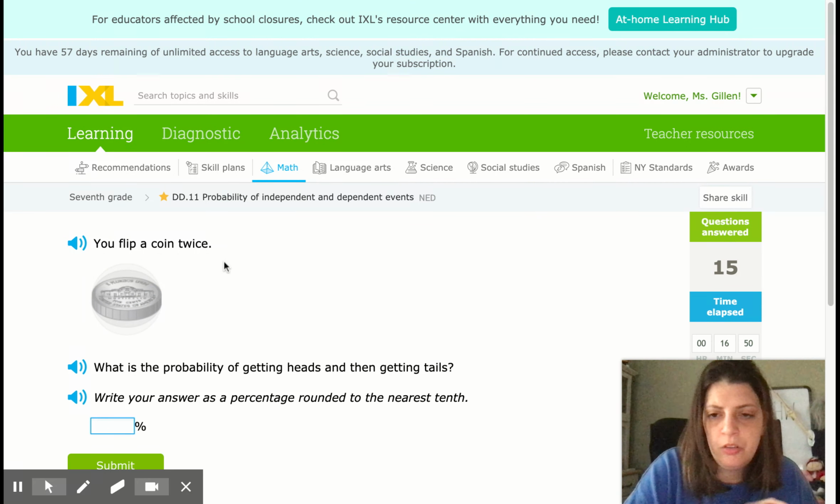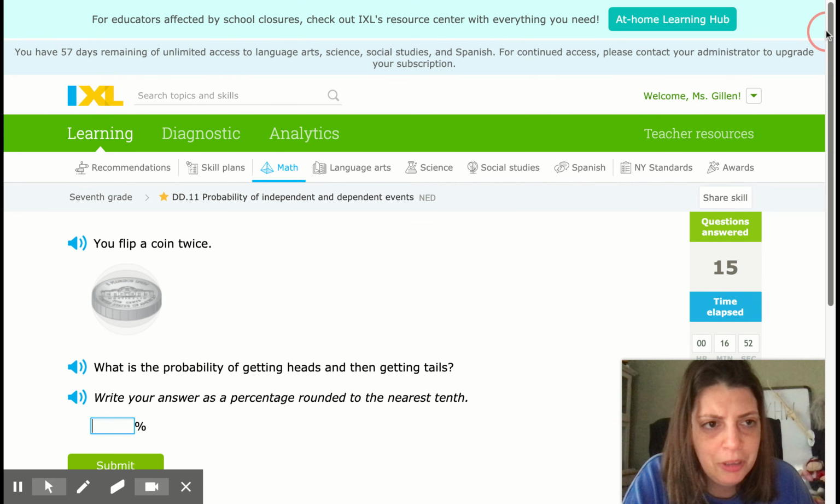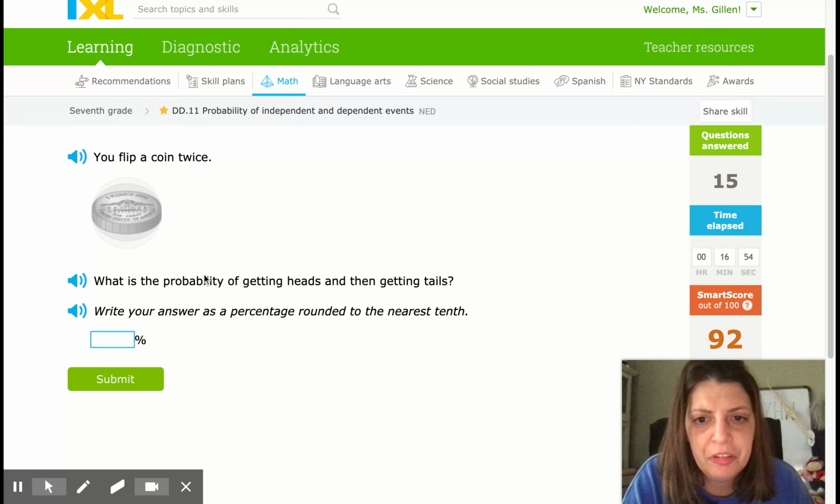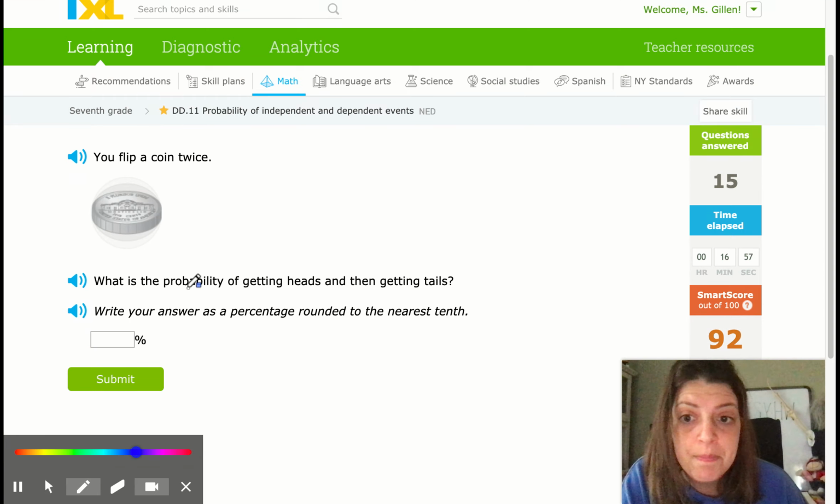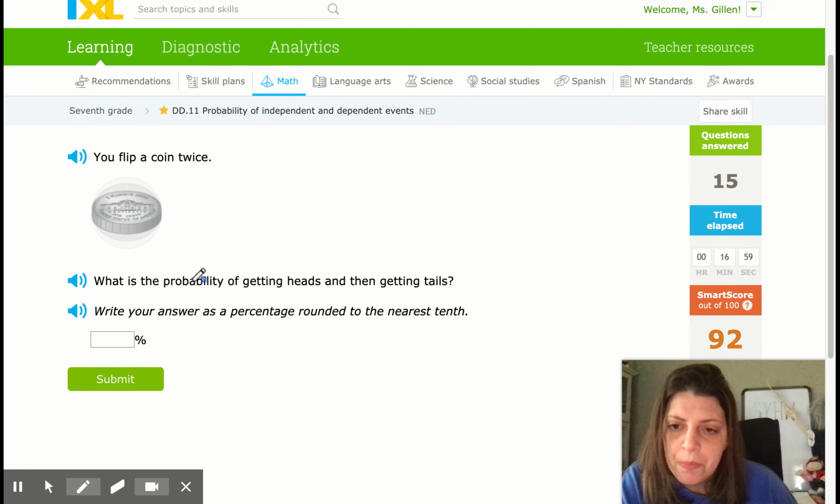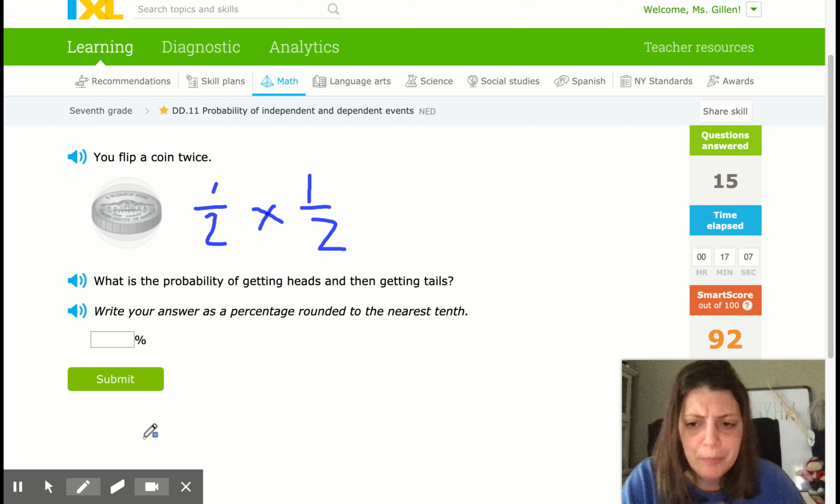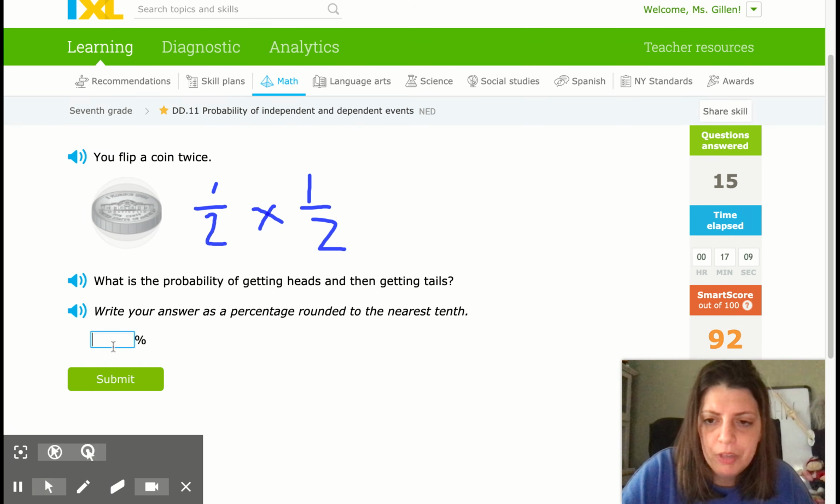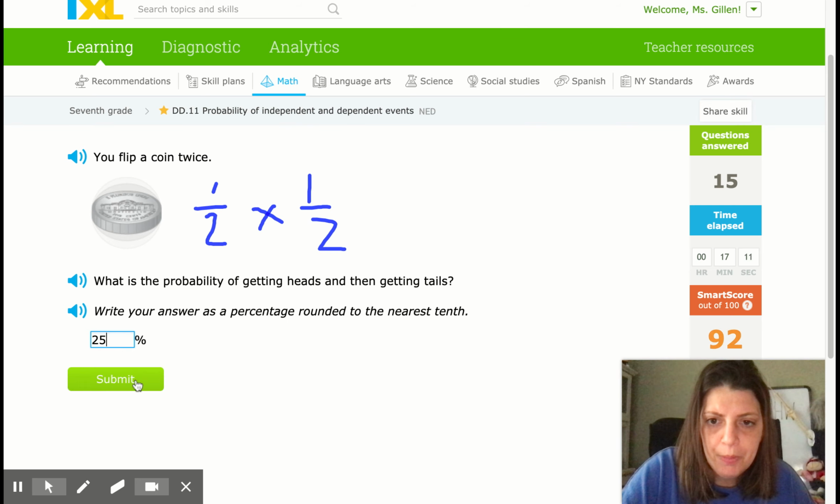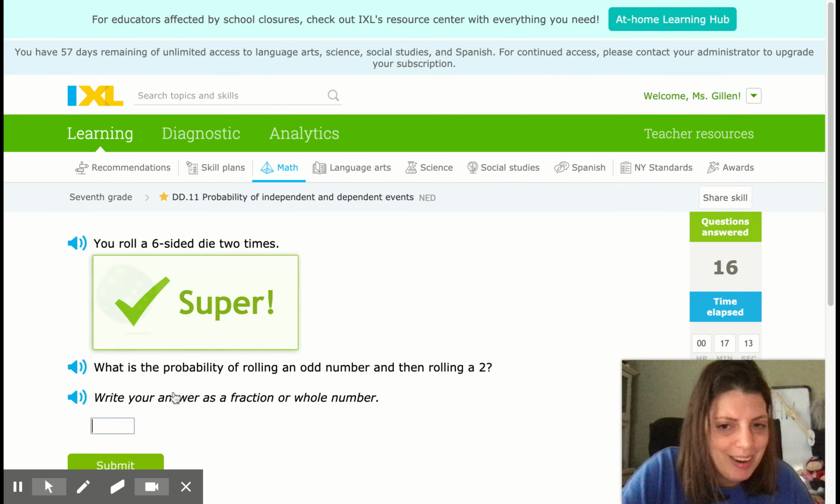This was always the hardest for me when I was learning probability, but 99% of it was because I didn't read carefully if you were putting it back or not putting it back. Flipping a coin twice, oh my lord, 1/2, right? Times 1/2. We keep doing the same problem. 25%. Right? 1/4, 25%. Yeah.